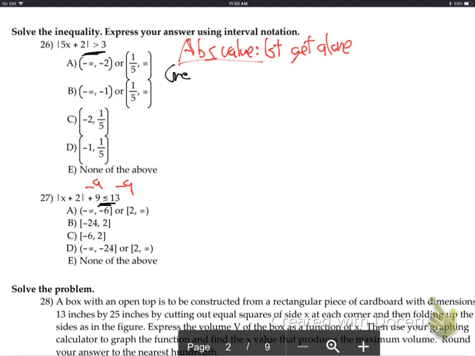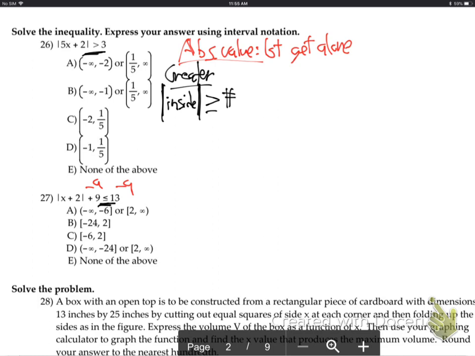So for the greater case, and then over here I'll do the less case. Well, I'll do it in a second. For the greater case, if you have absolute value of some inside greater than a number, and it could be greater or greater than or equal, that part doesn't matter. Those are the kind where you got to break them in 2.